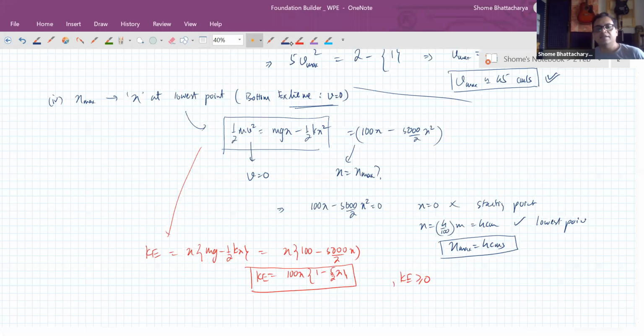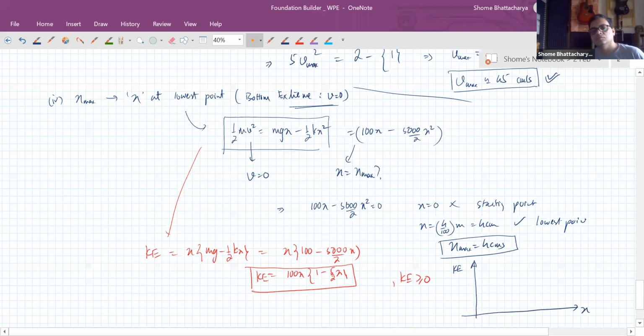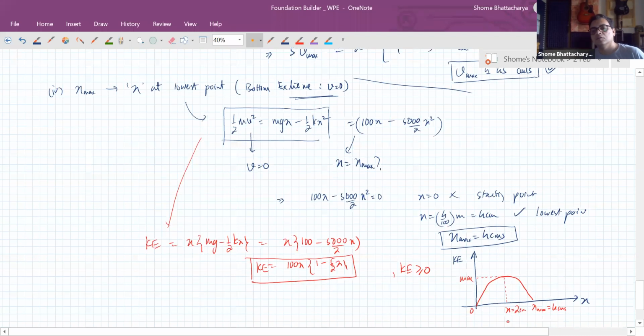So we have to take only that part where it is positive or non-negative. So your graph of kinetic energy versus x will be this sort of a graph, where this is your maximum of 4 centimeters. This is where your kinetic energy is maximum. It's a parabolic graph, so the vertex is the midpoint of the roots. So this is the mean position, whereas this is the extreme position.